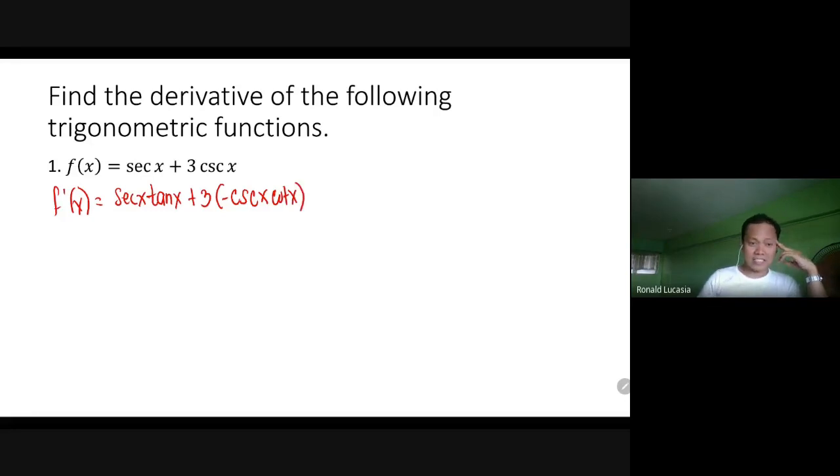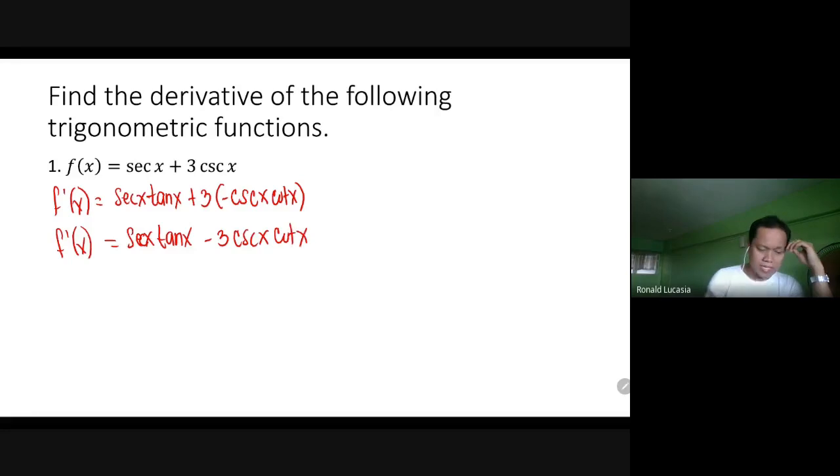cotangent x. Therefore, ang derivative ng secant x plus 3 cosecant x will be secant x tangent x minus 3 cosecant x cotangent x. And you can no longer simplify that kasi wala tayong relationship na makuha kahit na i-factor natin or kahit i-simplify pa natin. That's the derivative of secant x plus 3 cosecant x. Okay?